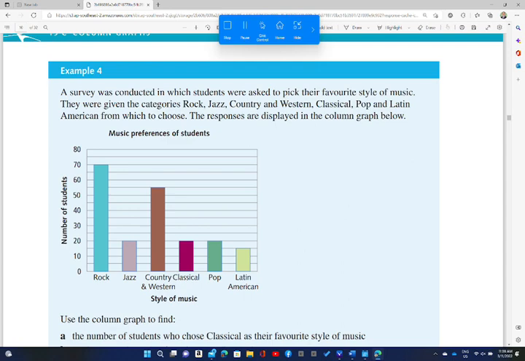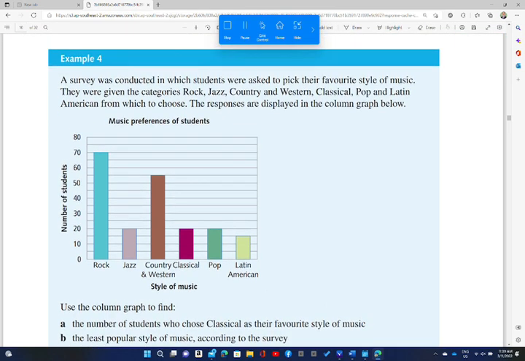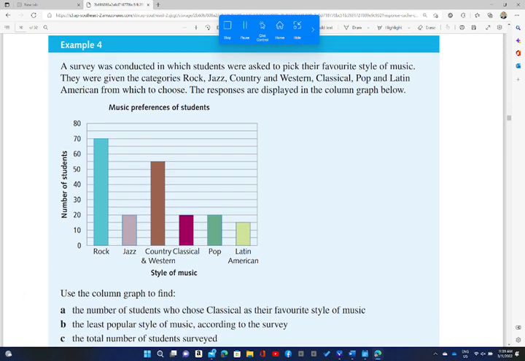So, how many students chose classical as their favorite style of music? You just go to the top there and read across. And so 20 students chose it. Easy to read, yes? Good job. What was the least popular style of music according to the survey? Latin American. We did that one.